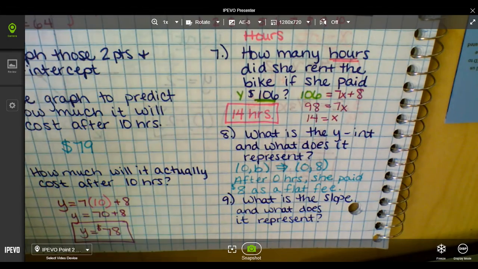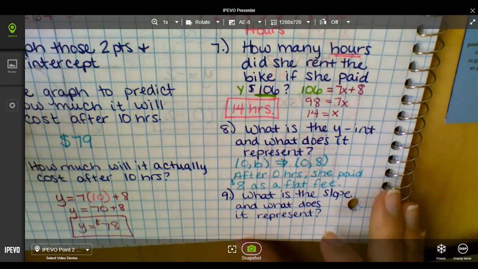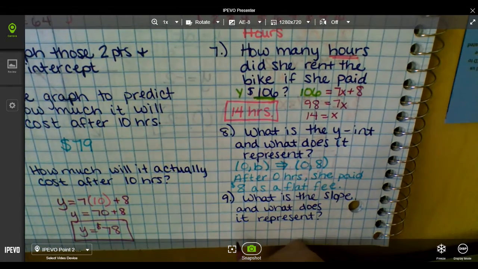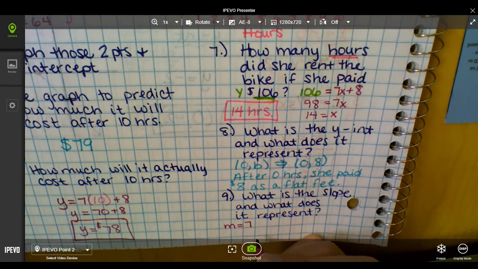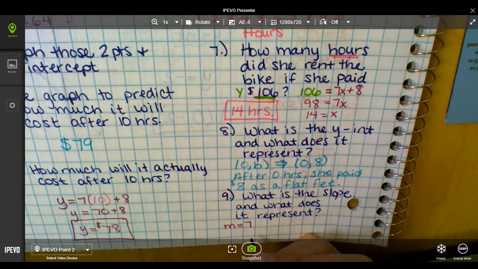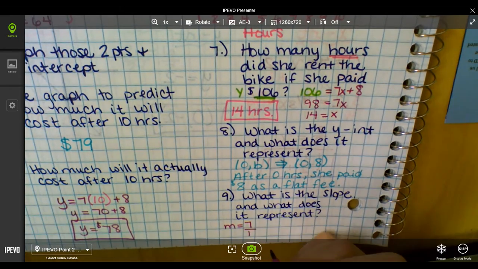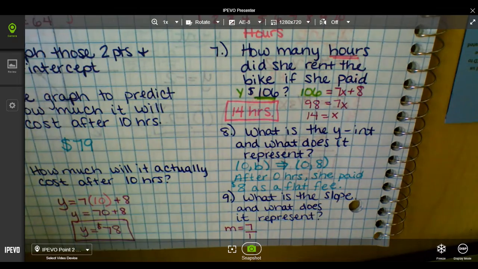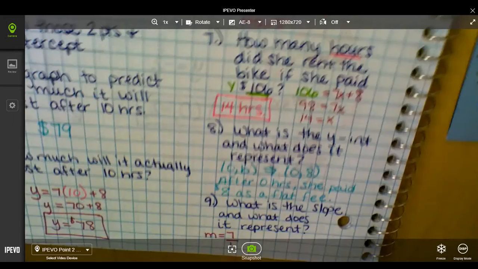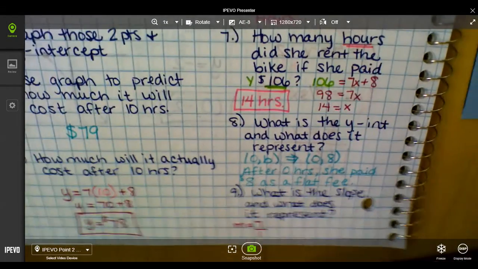Okay, and then what does your slope represent? So what is your slope and what does it represent? Hopefully you know that my slope is 7, so I'm just going to put m equals 7. A lot of times when I ask you what it means, I'm asking what ratio it means. What does it mean in terms of this problem? So you can turn it into 7/1, because a ratio is a fraction, and then you can describe what this fraction actually represents.